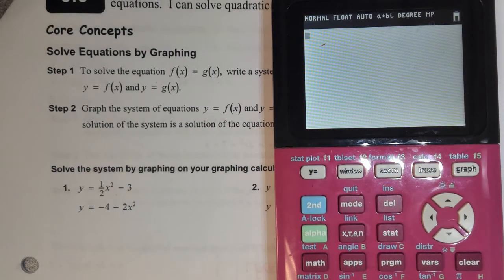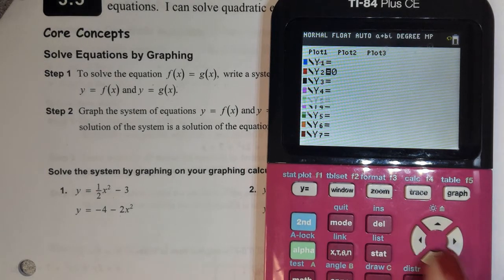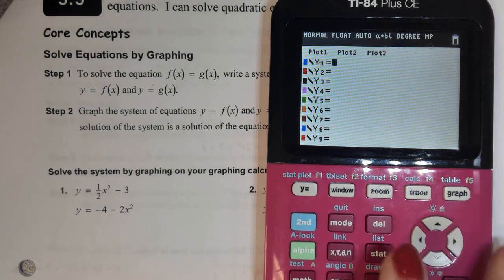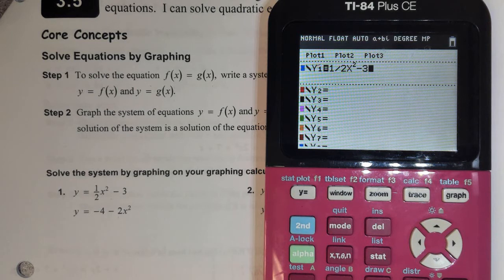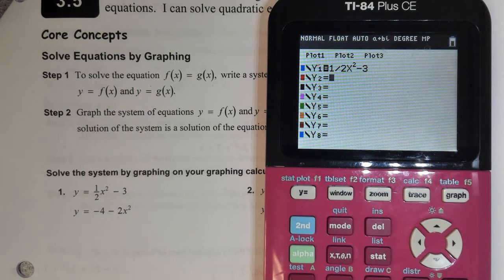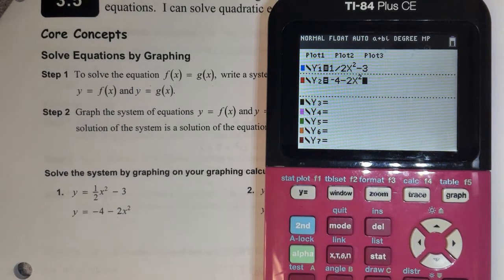All right, so let's go to our calculator and let's go to y equals. So we're going to put in 1/2 x squared minus 3. And we're going to put in -4 minus 2x squared. Make sure you're putting this in correctly. Like, you want to make sure that you put in a negative when you need to put in a negative, and that you're putting in subtraction when you want to do subtraction. You've got to be careful with that.